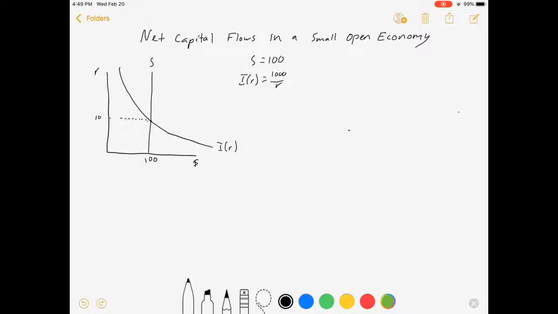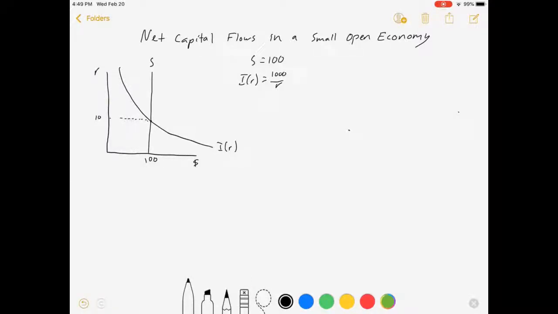Briefly, to let you know where we've been so far, we have the model with exogenous savings and investment as a function of the interest rate. In a closed economy, equilibrium happens where savings equals investment. That's in a closed economy. You get that by setting savings equal to investment and solving for R. We're not in a closed economy anymore.